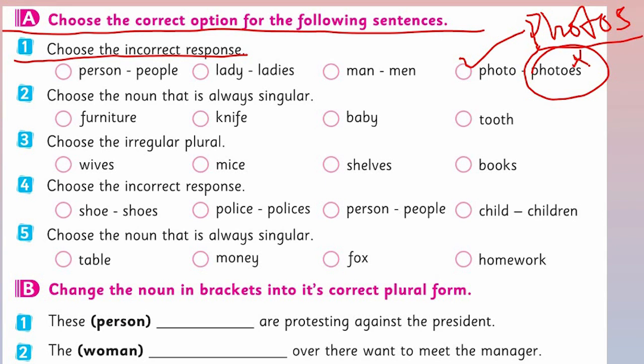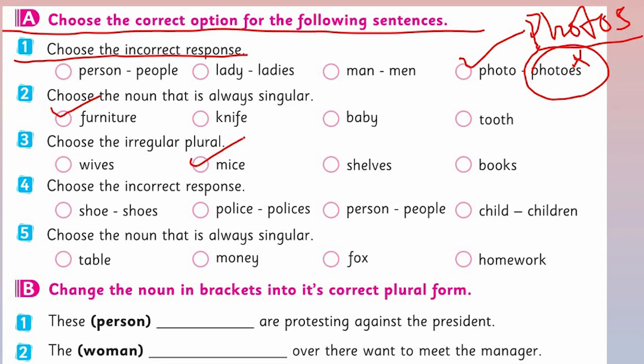Look at the second one. Choose the noun that is always singular. Yes, furniture. This is an irregular noun. Look at the third one. Choose the irregular plural. Yes, mice.